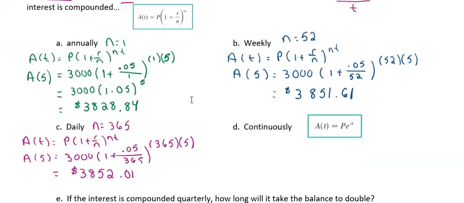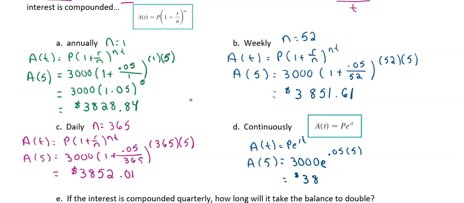So let's see what this looks like. If we're looking at compounding continuously, we're still looking at our A of t. We have pe to the rt. So we still need our A of 5 is equal to our principal of 3,000 times e, our rate is 0.05 still, and our time is 5. Notice there's no n in this one. The reason there's no n is because it's continuously compounding and the n is approaching infinity, and we can't put that in. So that gives us 3,852.08.